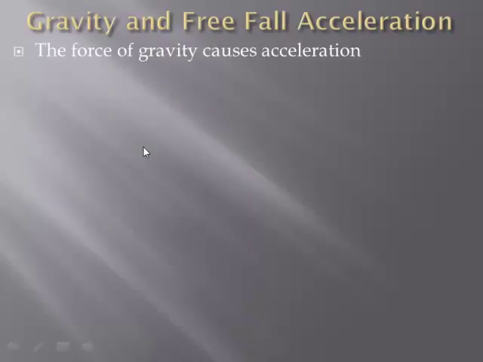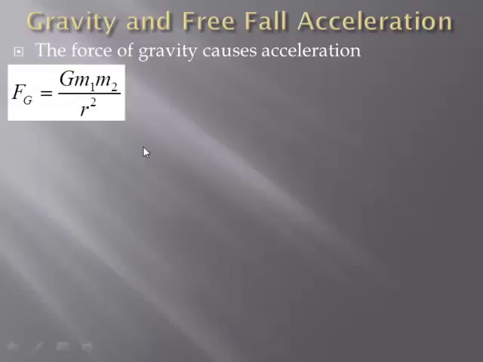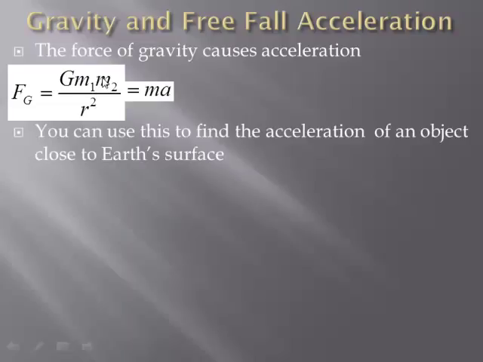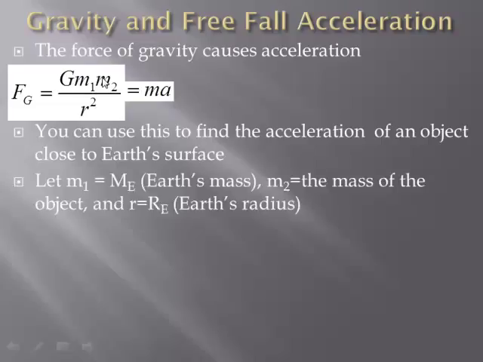So as we know, the force of gravity causes acceleration, and at Earth's surface it is equal to 9.8 meters per second squared. So the force of gravity will equal ma. And we can use this to find the acceleration of an object close to Earth's surface. We already know what it is, but we're going to be confirming it using Newton's law of universal gravitation.